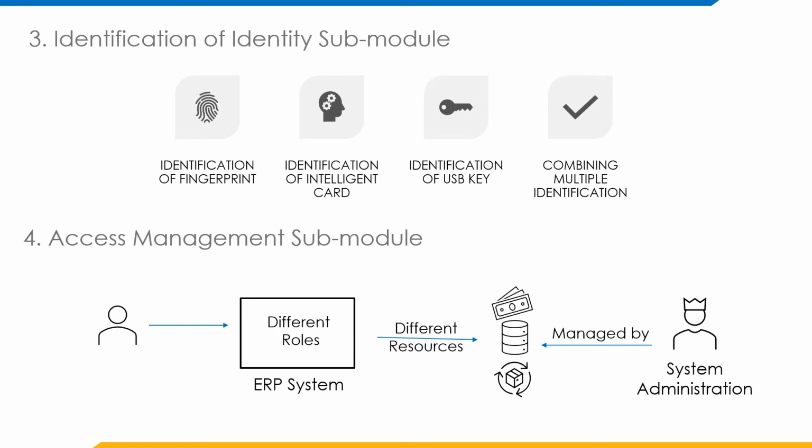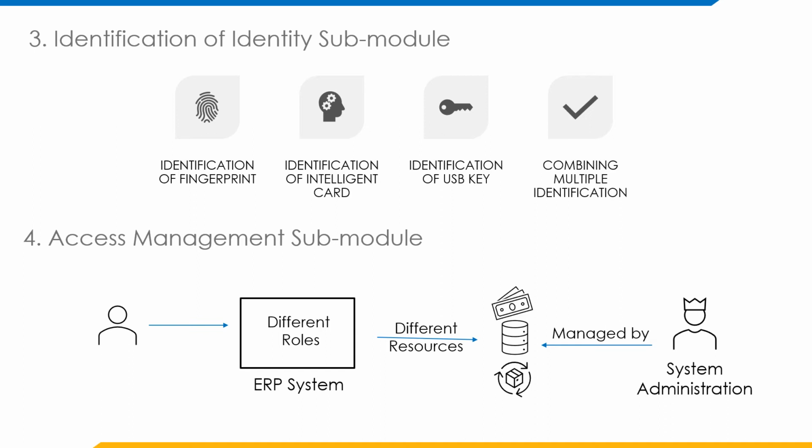The third submodule is about the identification of identity. The certification of identity is one of the main tasks performed by the identity and access management system. There are various methods available for identifying an individual, such as fingerprinting, intelligent card, USB key, and many more. In the fingerprinting method, the biometric identity of the user is used for creating its identity, and it is one of the most common methods used by various organizations today.